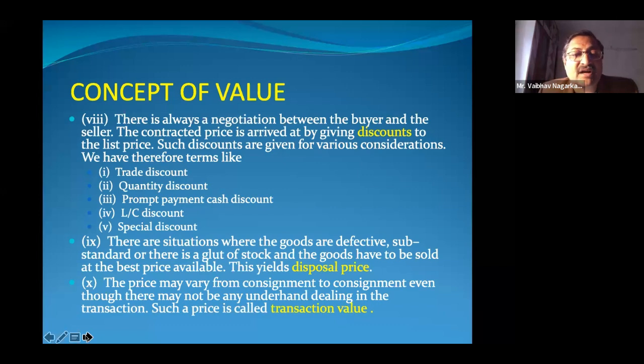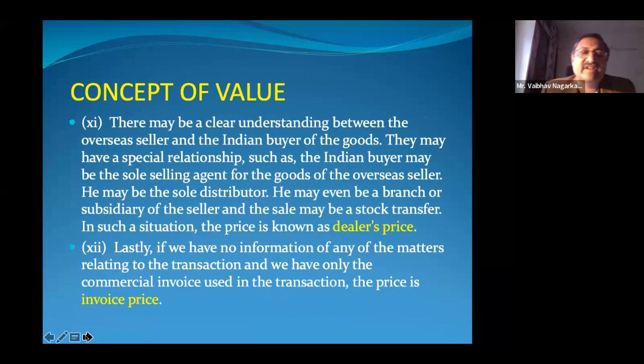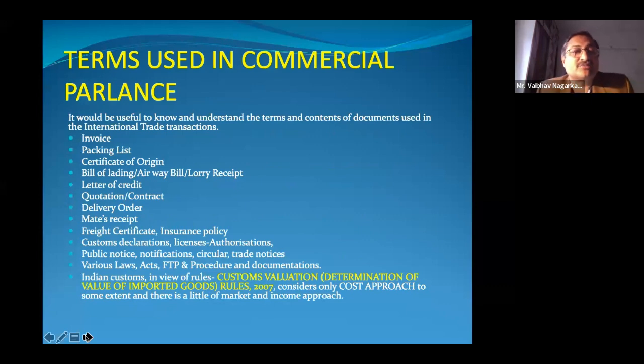So we will guide you on the various different value concepts mentioned as a part of FEMA, as well as from customs. Dealer price and invoice price are additional terms. And then through documentation also, how the documents and values are connected, or valuation is connected. So these are terms used in commercial parlance. So from the invoice, sometimes valuation is computed.